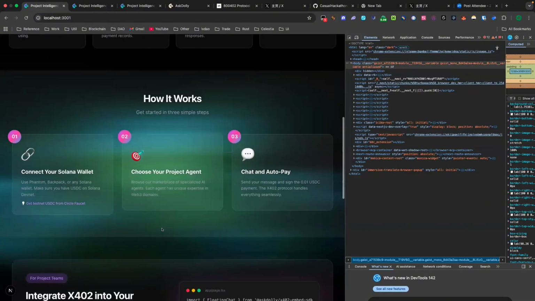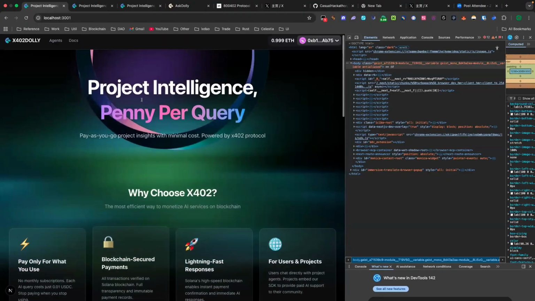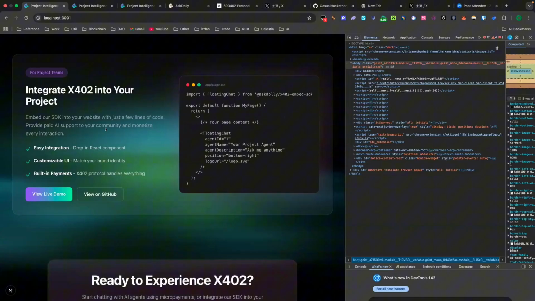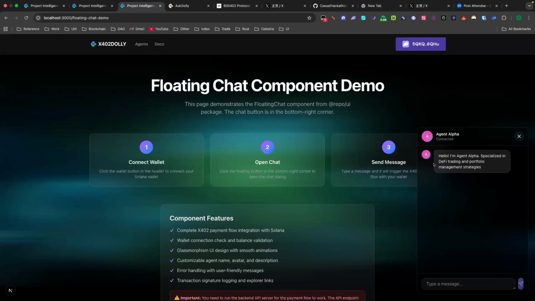Sorry, actually it's first used in Solana. Its final style is that you can use it as a component in your website. You can integrate it with simple code like this, and you can interact with it on the left side of your website.